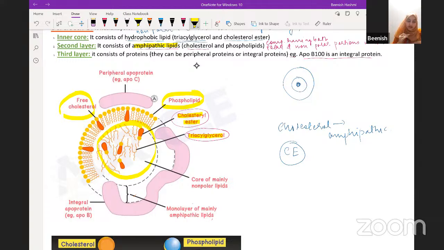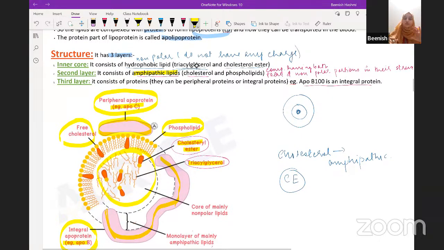And the third layer, the outermost layer, consists of proteins, peripheral proteins or integral proteins. Your peripheral protein like ApoC and integral protein like ApoB100. Peripheral protein is only present on the periphery, as you can see. And integral proteins go a little deeper than just being present on the periphery. Okay, so those are your integral proteins. So that was about the structure of lipoprotein.